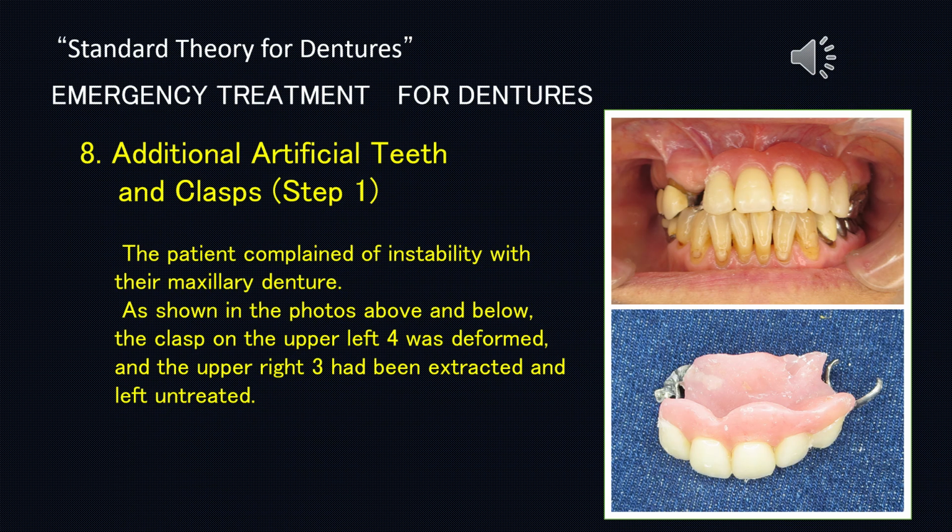8. Additional artificial teeth and clasps. Step 1. The patient complained of instability with their maxillary denture. As shown in the photos above and below, the clasp on the upper left 4 was deformed, and the upper right 3 had been extracted and left untreated.